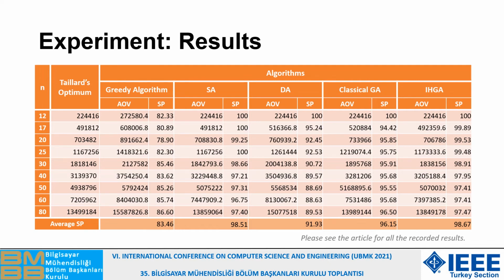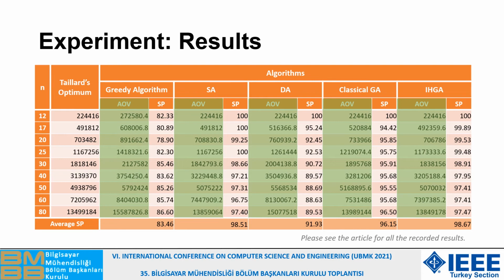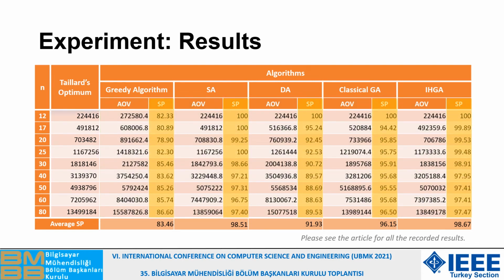After we obtained the average objective values by each algorithm, we calculated success percentages based on the optimum values in the QAPlib. The algorithm we proposed achieved the highest overall success percentage with 98.67%. The SA followed our algorithm with 98.51%, due to its high iteration count in each run.